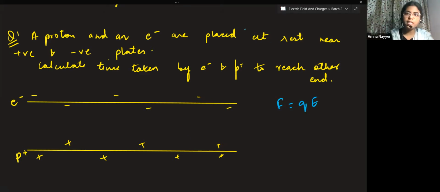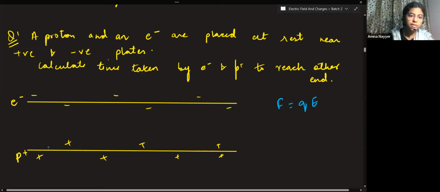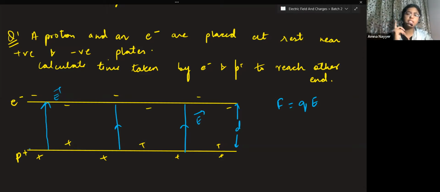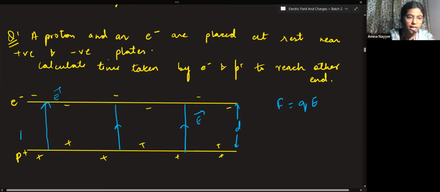And also the direction of electric field: for positive charges it is away, for negative charges it is towards. So this will be the direction of the electric field. Let's say this separation is small d. A proton is a positive charge, so for positive charges, the direction of force is the same as that of the electric field. So the direction of force on the proton will be this. All right, so F is equal to qE.